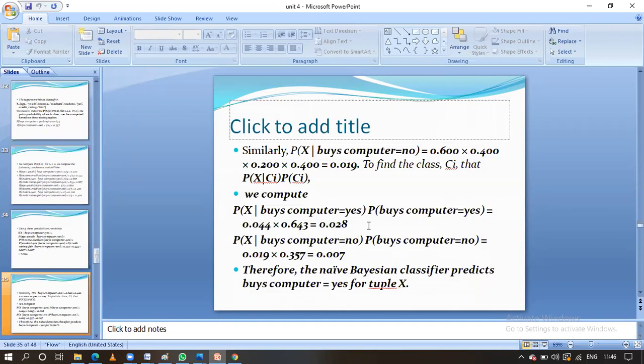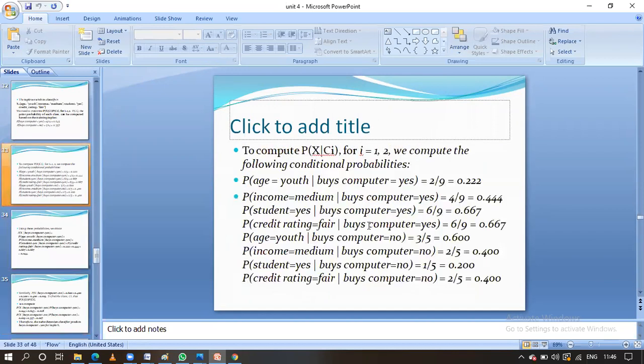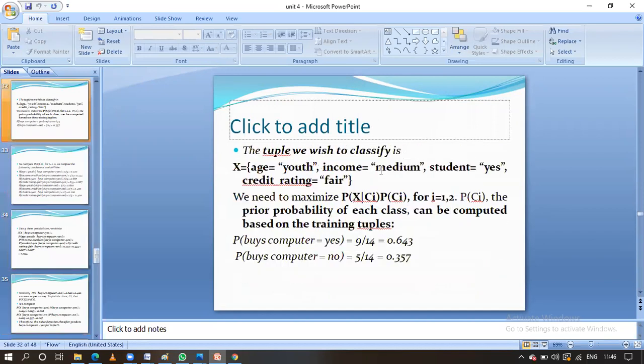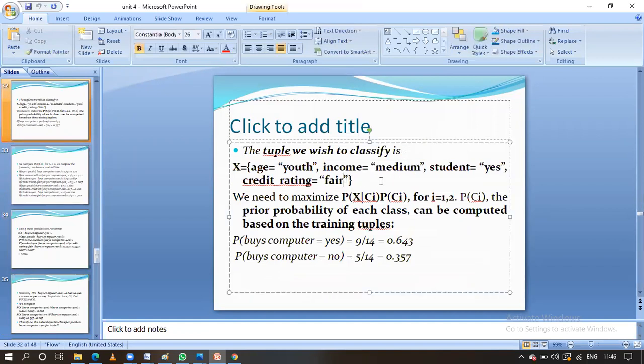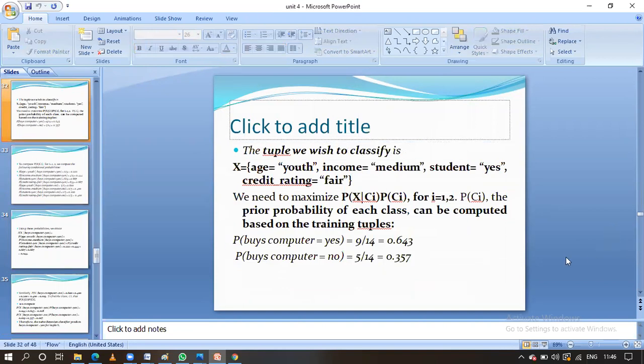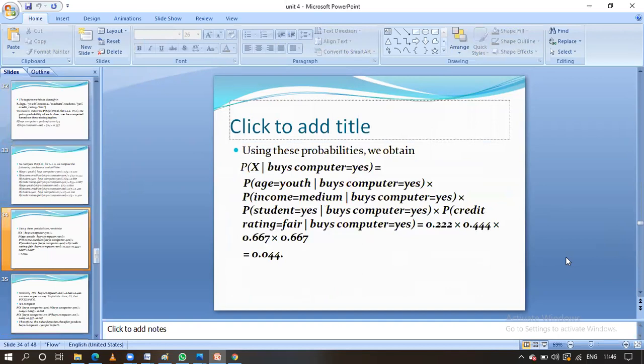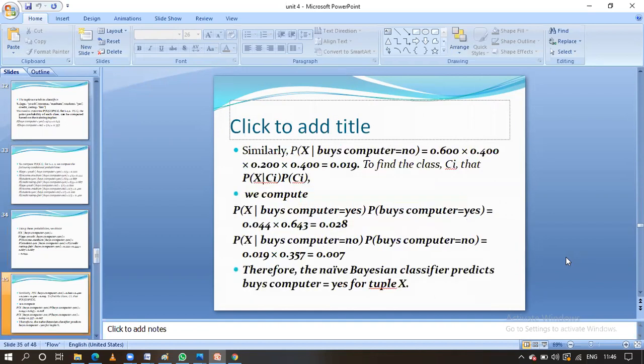What we can predict is that the particular data x, that is age equal to youth, income equal to medium, student equal to yes, and credit rating equal to fair. From this data we can predict that he is able to buy a computer. This is the prediction from the Naive Bayesian classification. Overall we have used conditional probability here, that is a value between 0 and 1. What is the prediction, guys? Naive Bayesian classification predicts that buying a computer equal to yes for the tuple X.